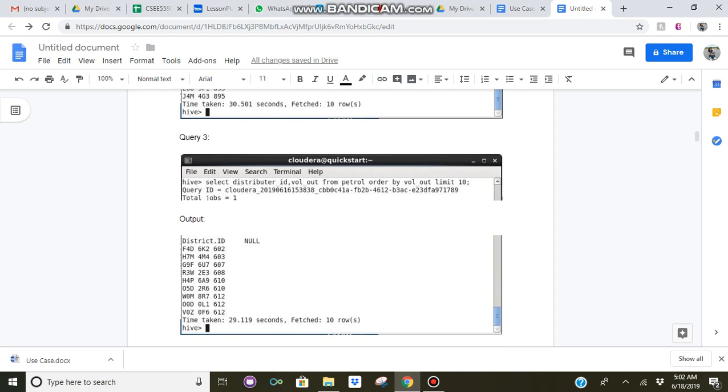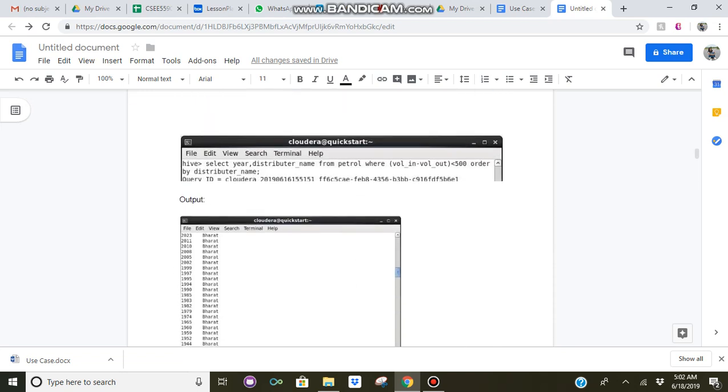And the third query is about finding the 10 distributors who sold petrol in the least amount. So here we are selecting the distributor ID and volume out from the petrol dataset, and we are using the order by clause on the volume out and limiting to 10. This provides the 10 distributors who sold the least amount of petrol.